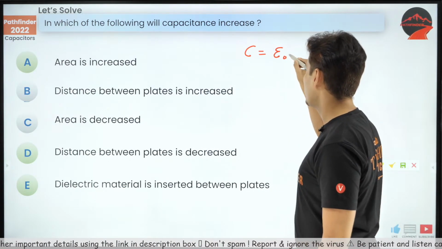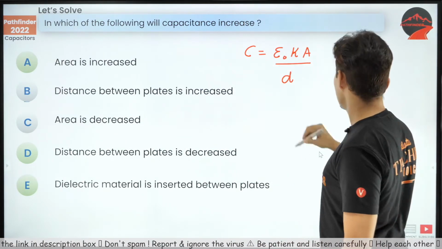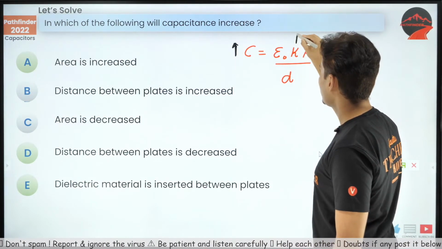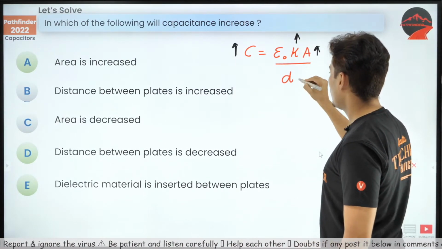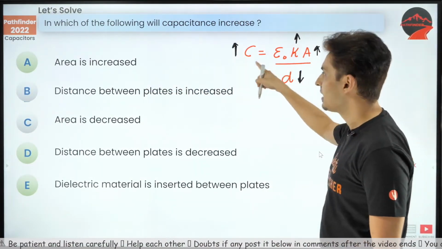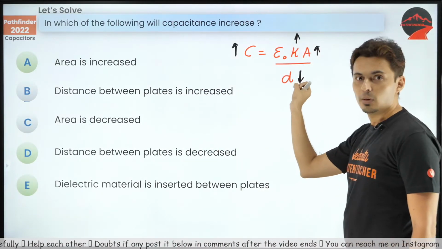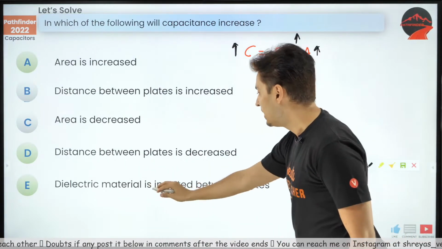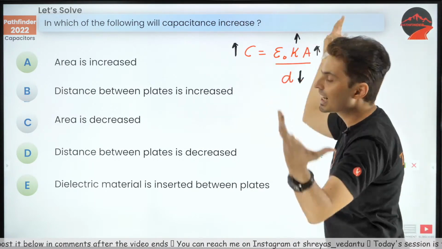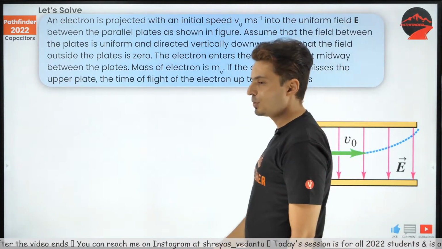Capacitance is epsilon naught K A divided by d. Capacitance should be increased, so you want to make this higher. What can you do? You can make K higher, A higher, or the denominator lower. So area is increased. Yes. Distance between the plates is decreased. Yes, the denominator decreases, the ratio increases. Material is inserted. So if you add some masala, some K, it will increase K times. Yep, that's how it is. Beautiful, guys. Next question coming up on your screen.